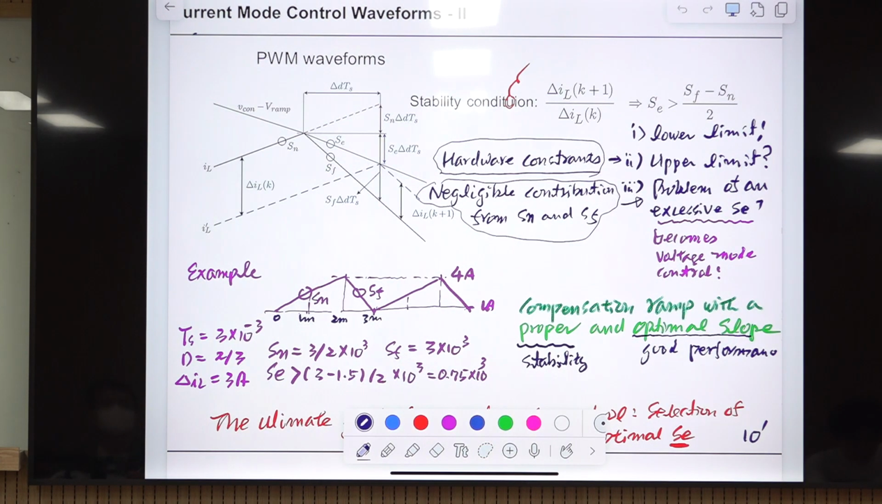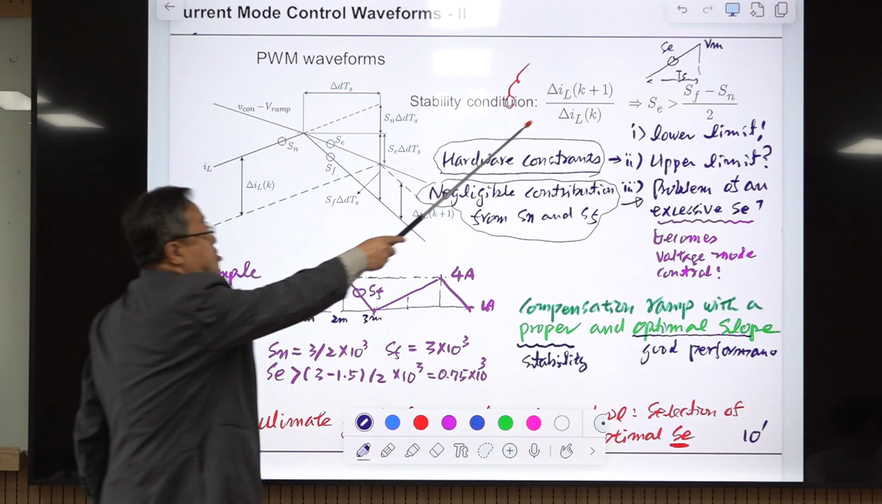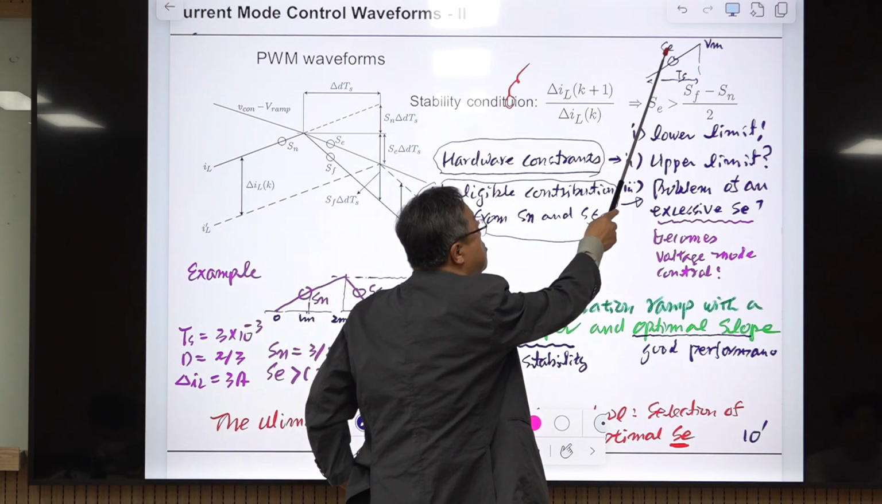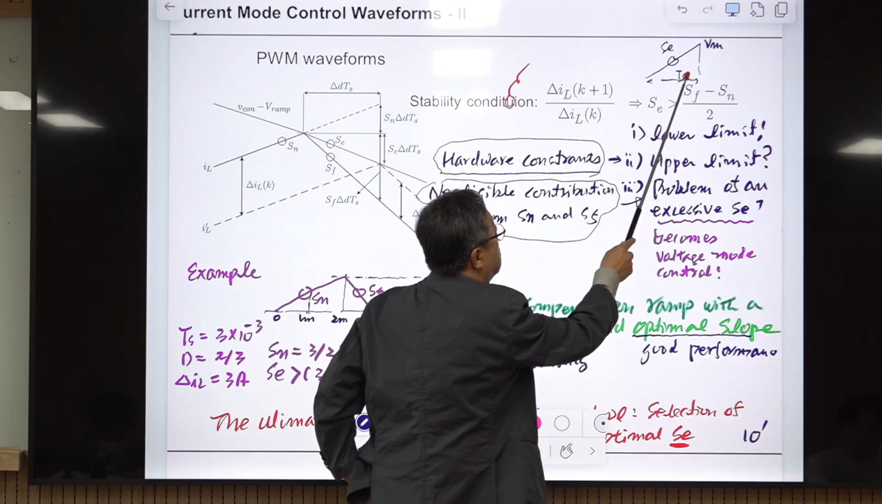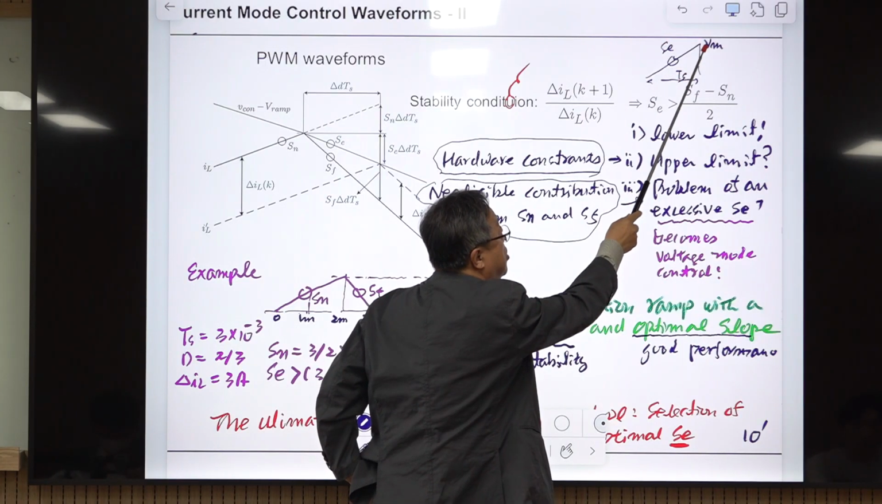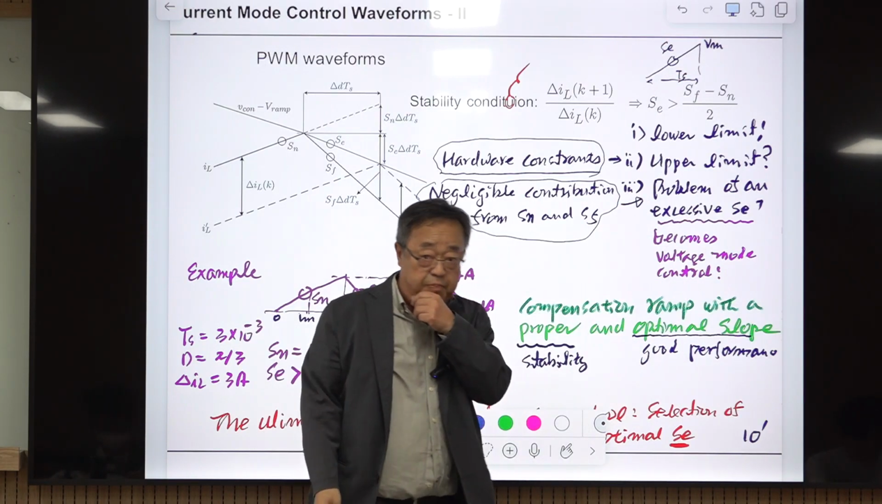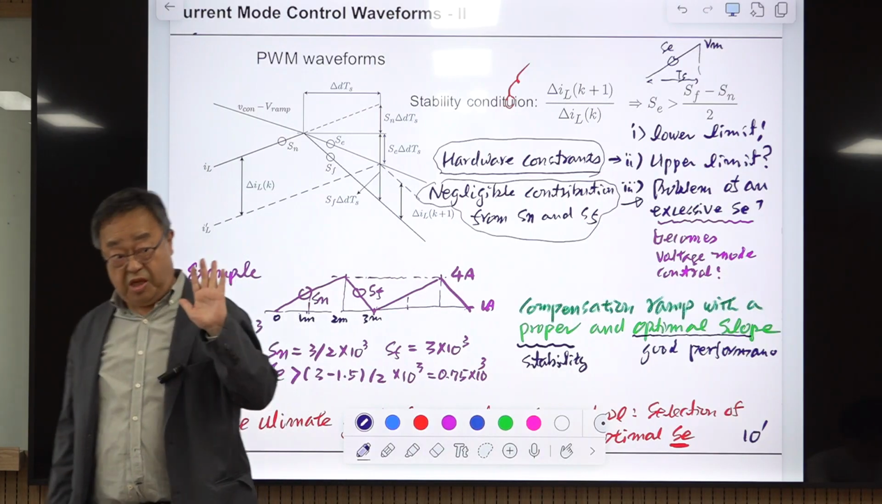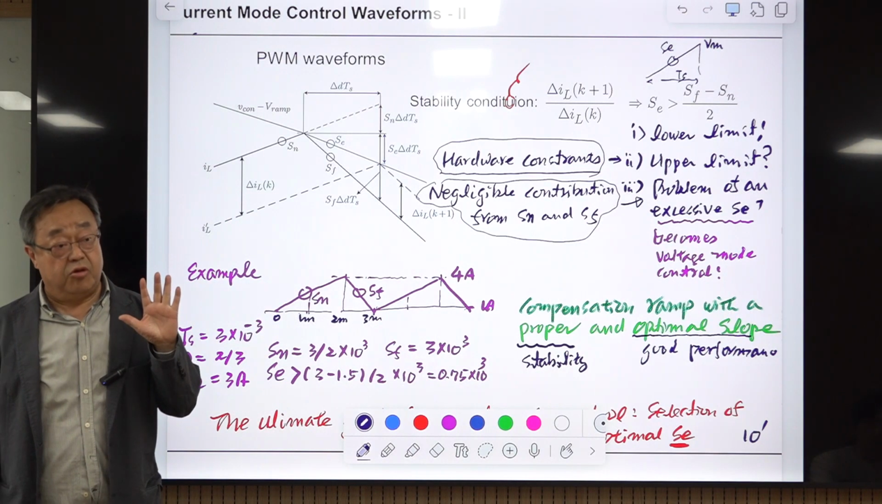Okay, this is the slope, and this is Vm, and this is Ts, the period Ts. So SE should be smaller than some value, which produces this time this times this, the Vm. The maximum Vm can probably be set to 5 volts to 7 volts by hardware constraint.